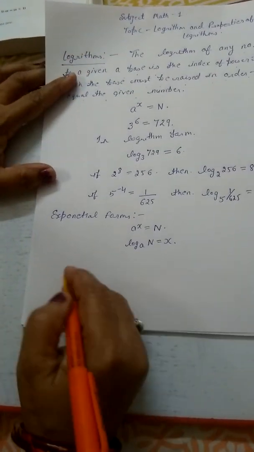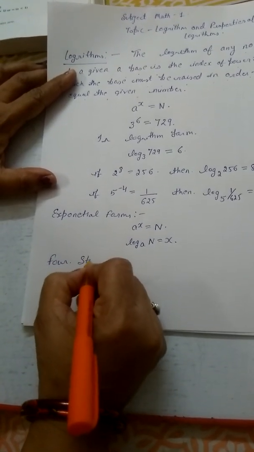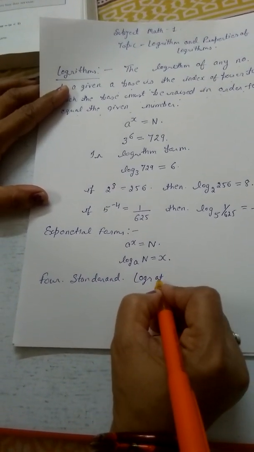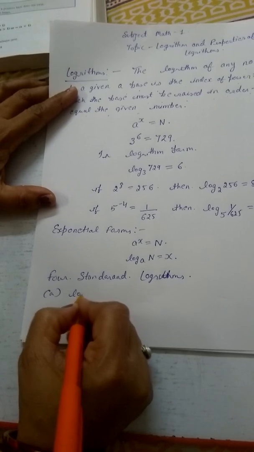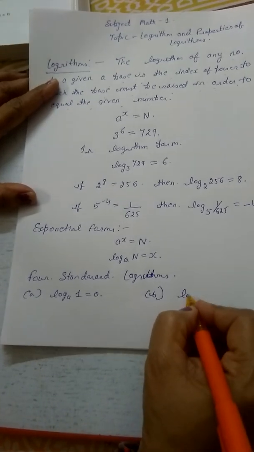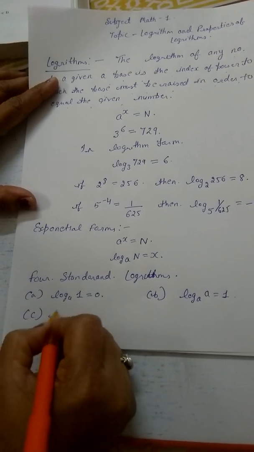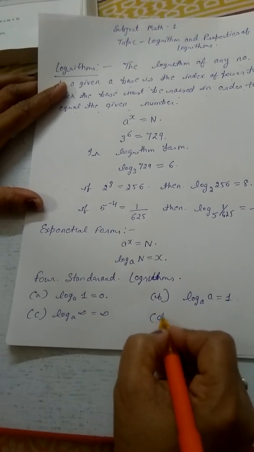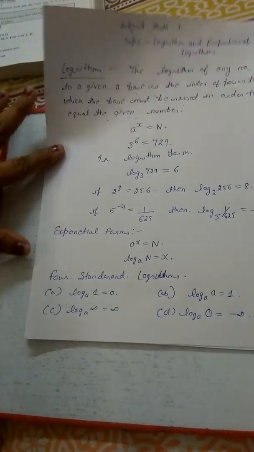Now, four standard logarithms. Number A, log_a 1 is equal to 0. Number B, log_a a is equal to 1. Number C, log_a infinity equals infinity. Number D, log_a 0 equals minus infinity.